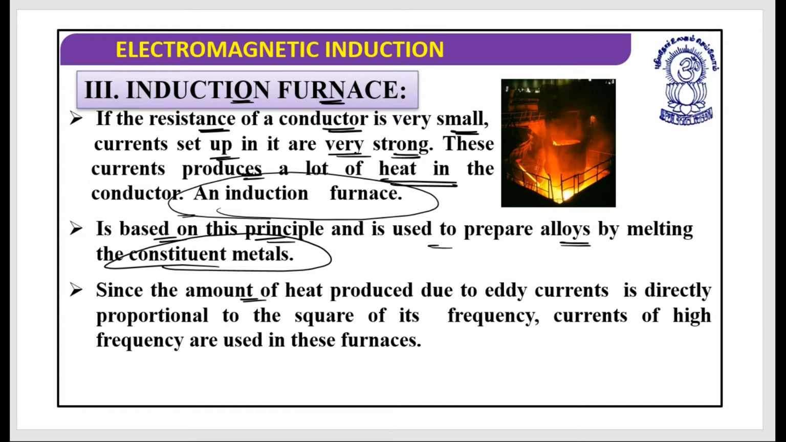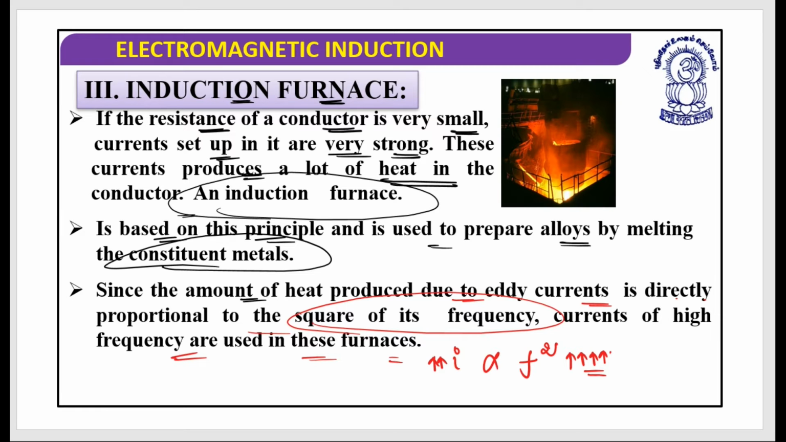Since the amount of heat produced due to eddy current is directly proportional to the square of its frequency, currents of higher frequency are used in these furnaces. So eddy current is directly proportional to the square of the frequency. What we are supposed to do is use the higher frequency, and as we use the higher frequency, the eddy currents will be higher. This is our requirement when we use it in induction furnaces. I hope this is clear.